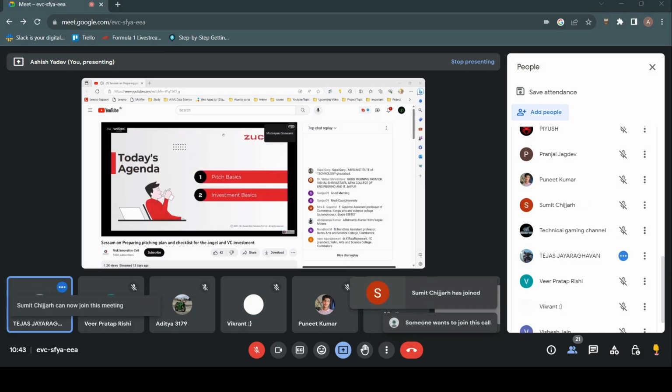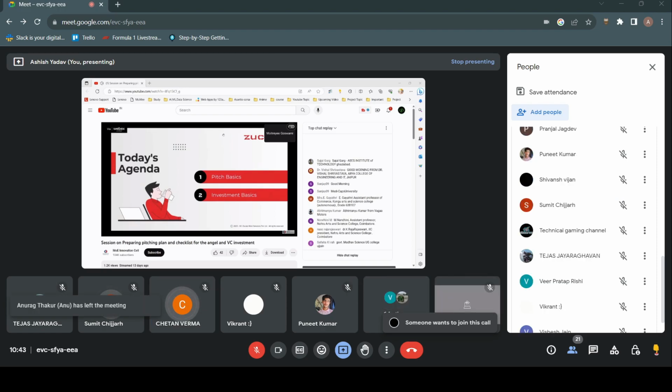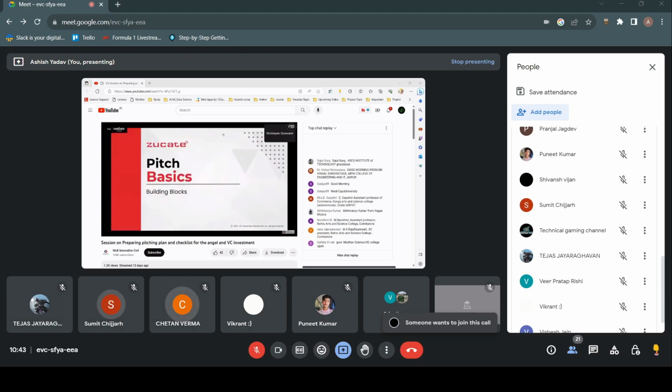So we'll cover two things today. One is the pitch basics and a little bit of investment basics so as to understand what exactly is going around in the investment scenario and what exactly is the difference between an angel and a VC, since you all are early stage startups and it is important to distinguish between the two and who you should be talking to at what stage of your life cycle in a startup.